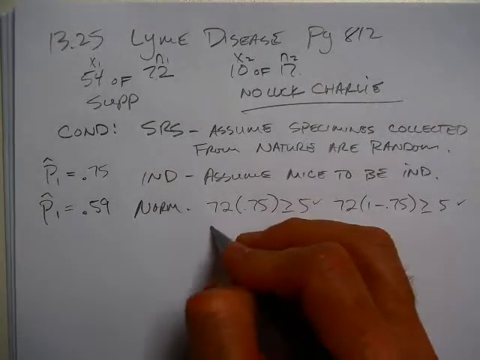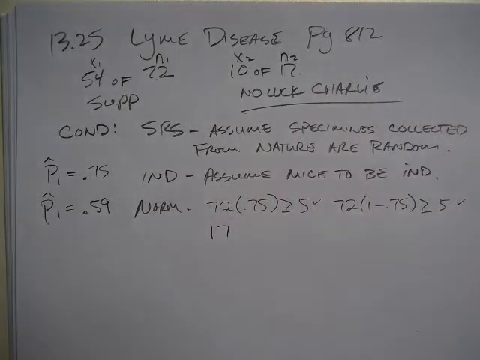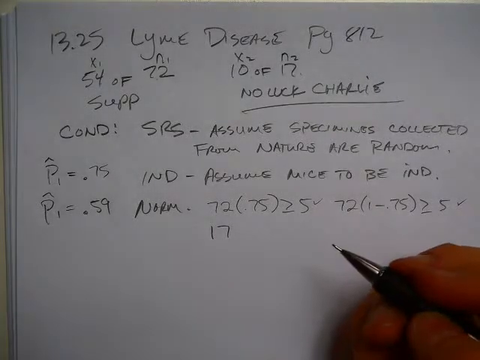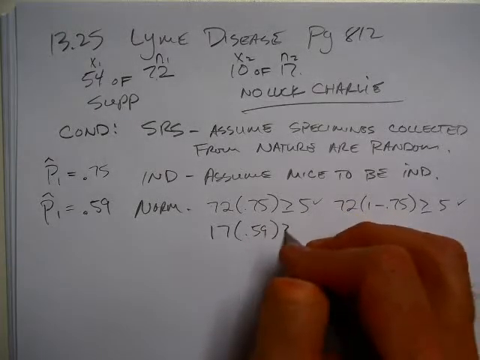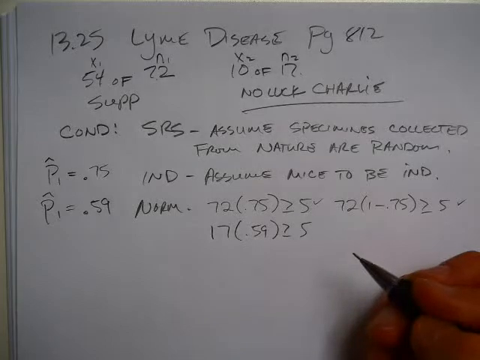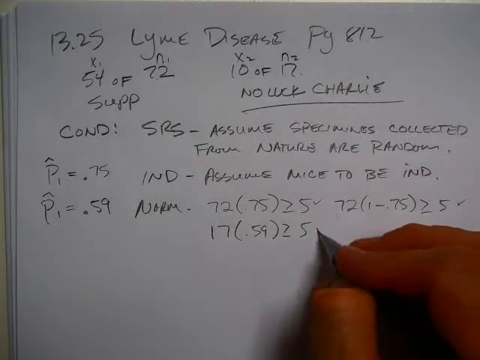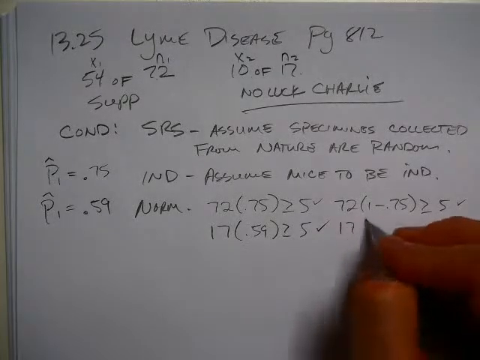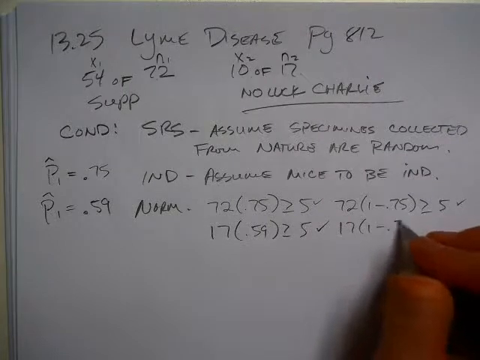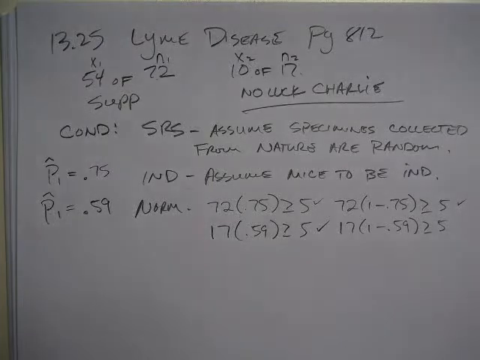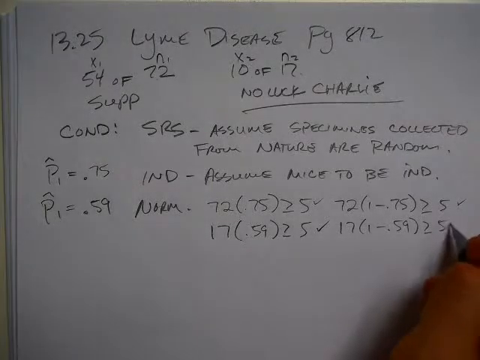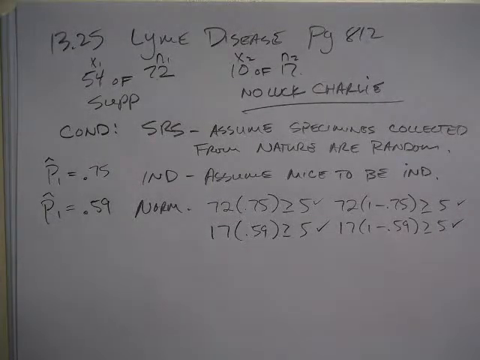We've got to check the second proportion though. Is 17, how many mice I found in the No Luck Charlie group, times 0.59 greater than or equal to 5? I believe it is. And is 17 times 1 minus 0.59 also greater than or equal to 5? So is 40% of 17 greater than or equal to 5? It is. So our conditions are met.